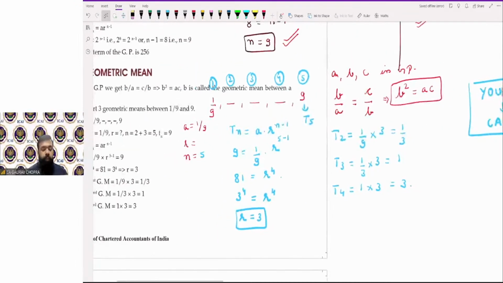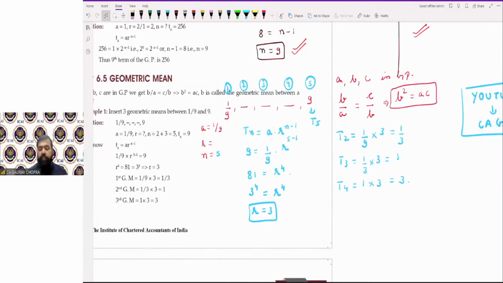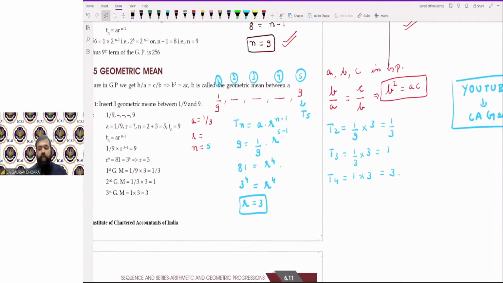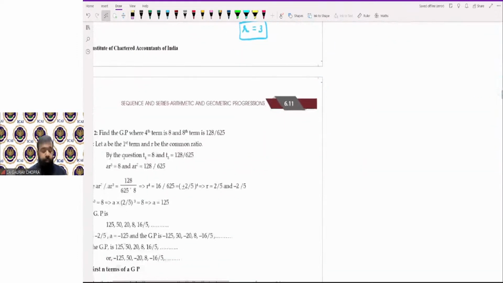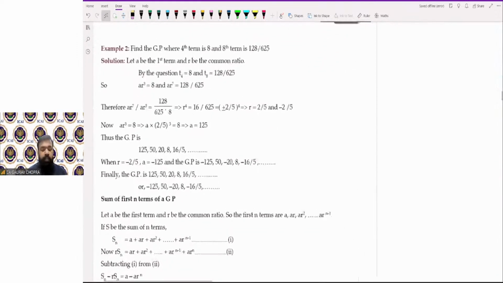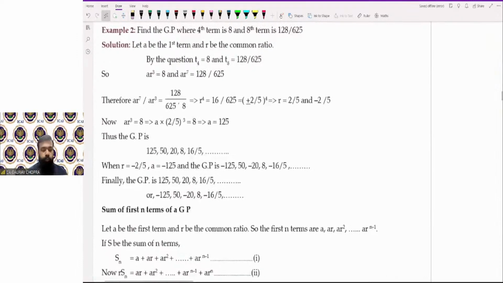So any doubt in this example? Example number 1. इसमें कोई doubt है किसी को? No? Okay, perfect. Now let us understand the second example also.